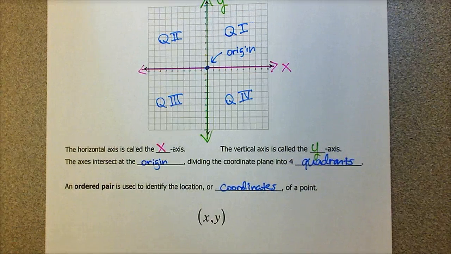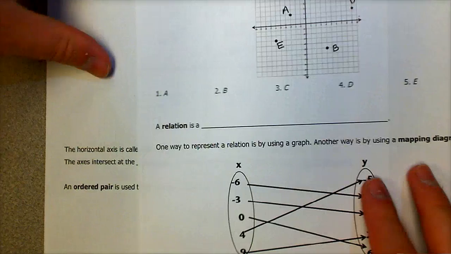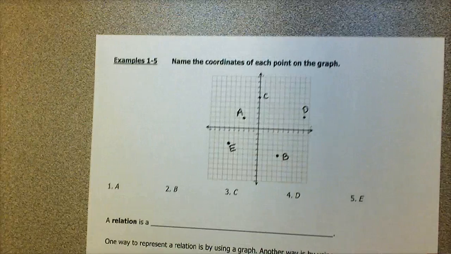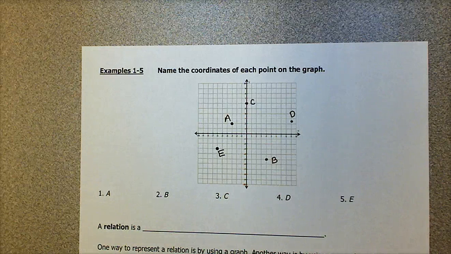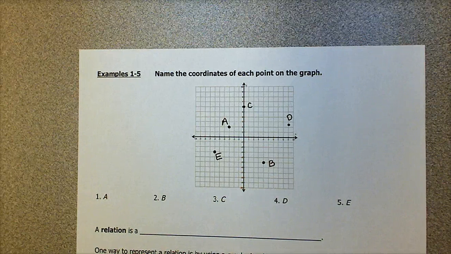So what we're going to do here on the next page is we're just going to review how we name points with ordered pairs. So you'll see I have another coordinate plane now with 5 points labeled A, B, C, D, and E. If we're labeling points on a coordinate plane, we usually use capital letters or the ordered pair itself to label those points. And so now we're just going to practice naming these points with coordinates.